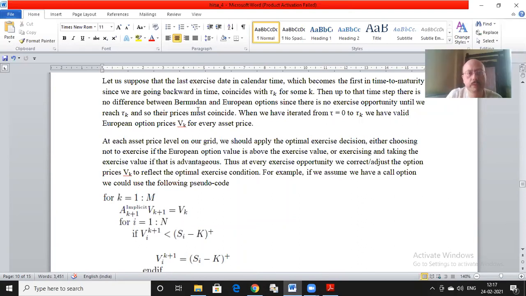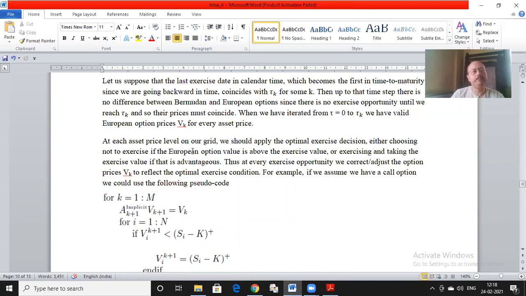So it will behave like a European option since there is no exercise opportunity. And of course, then their prices must coincide. So when we have iterated from 0 up to tau k, we have basically a valid European option. And then we will have European option prices, Vk, for every asset price. So when I reach tau k, I have Vk for every asset price. Now we reach tau k. Tau k is where I have the decision whether to exercise or not.